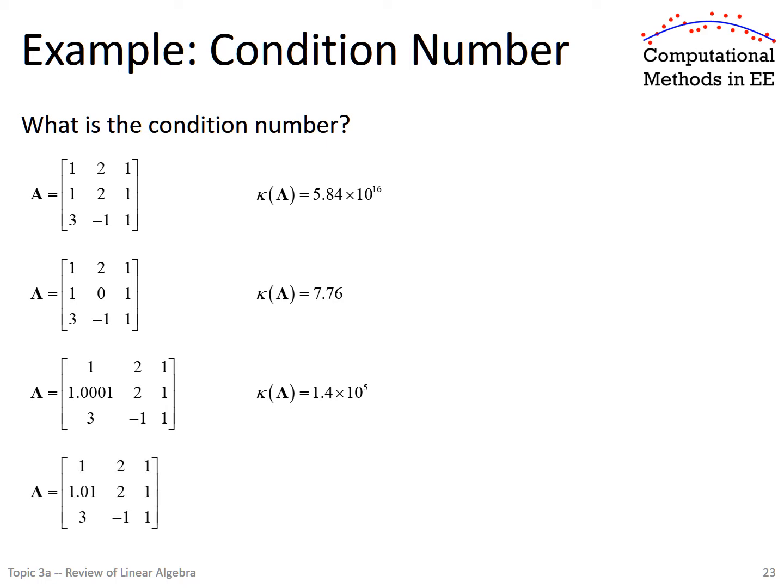Same thing now. I just made the change in that one element a little bit smaller, so it should be better conditioned. And it is. It's 10 to the 3. This is probably very solvable.